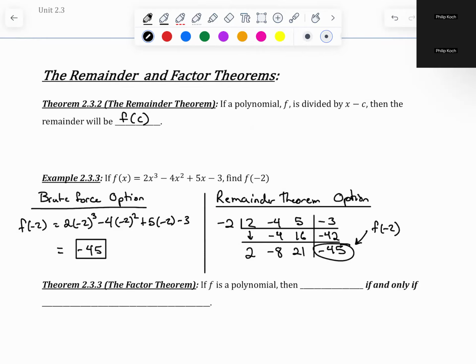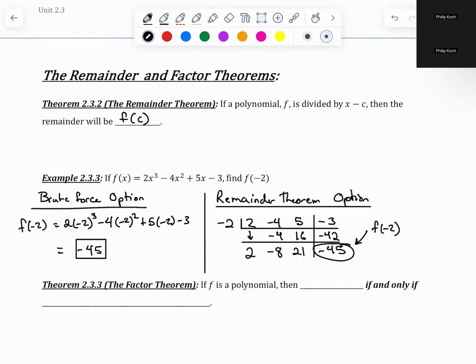But you got to think about it from the perspective of a mathematician back in the day. If this was a big number like 5, imagine trying to compute 2 times 5 cubed, or let's do 7. Do you really want to calculate in your head 2 times 7 cubed minus 4 times 7 squared plus 5 times 7 minus 3? That's a pretty annoying number to calculate in your head. We have calculators, so this theorem is kind of a moot point.